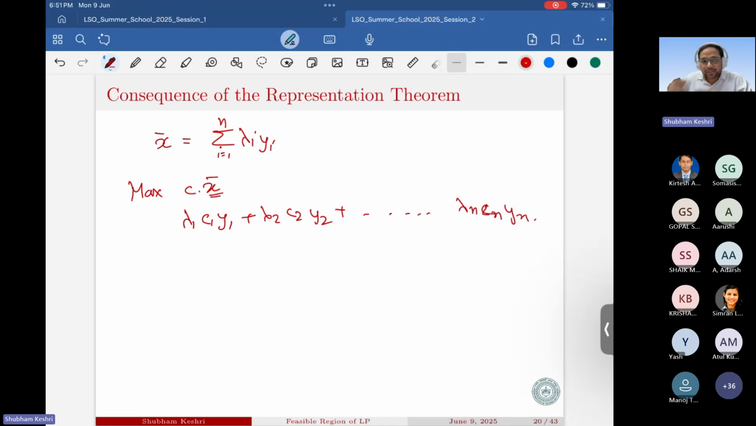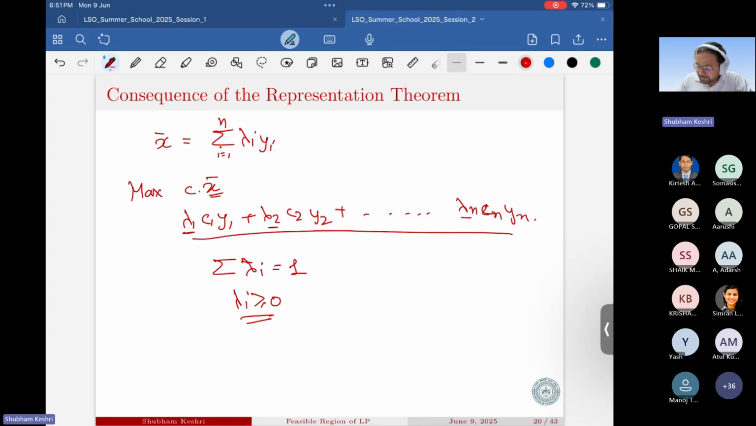So your objective function changes from x to y. Now you have a problem in y, not in x. The variables are lambda1, lambda2, and so on, and the constraints are that the summation of lambda i is 1 and lambda i is greater than or equal to 0. Now you are changing the lambda i's such that you get a maximum value.